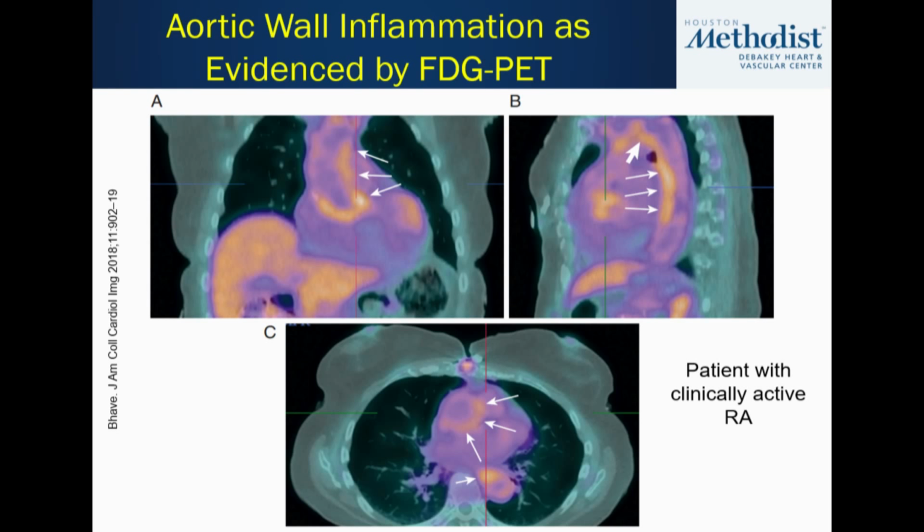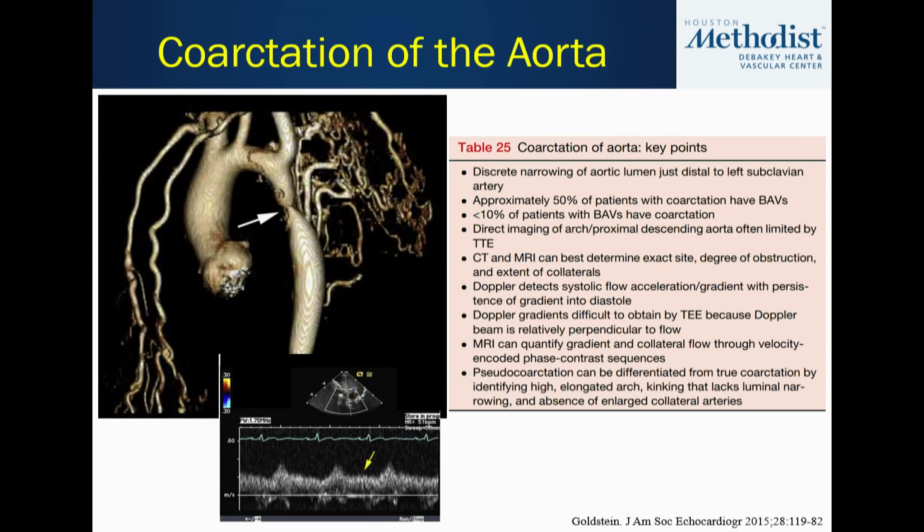You can see here a nice example of the aorta lining up with the macrophages taking up FDG and lighting up, and there's going to be a lot of clinical data coming out over the years, as here's a patient with rheumatoid and how you can track inflammation with cardiac PET.